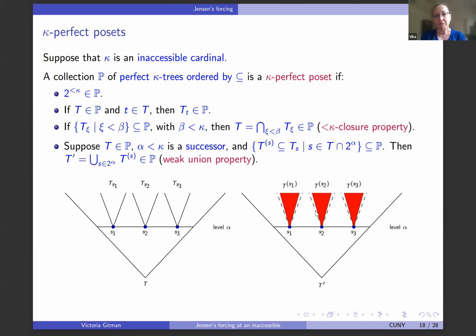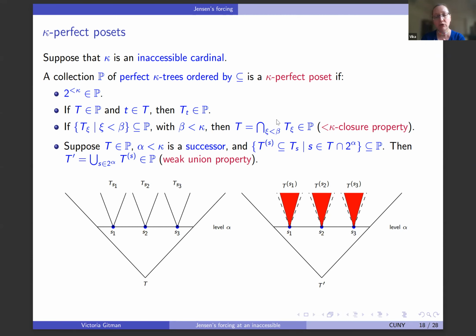Okay, so it's a collection of perfect kappa trees. It has the full tree whenever it has a tree restricted to some node. If you have a descending sequence of trees in the poset of length less than kappa, then you have the intersection as well. So I want to have all of my intersections already in P. It helps a lot. And we call this the less than kappa closure property.